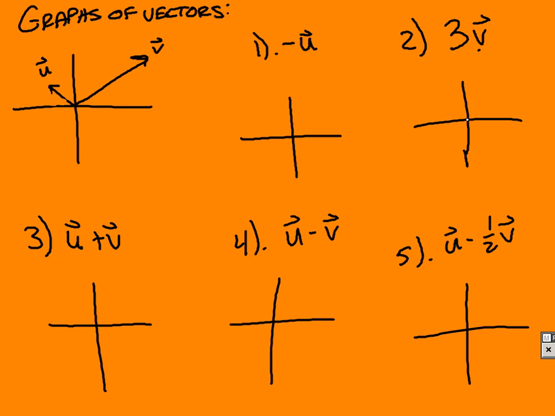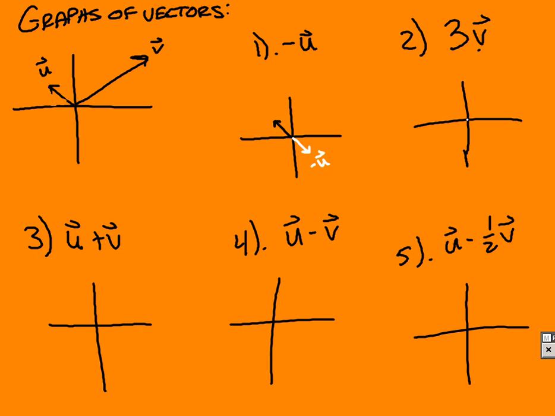Well, here's U and V up here. If I want to do the opposite of U, it's like I've gone somewhere and now I need to make my way back. So the magnitude should be the exact same, but the direction should be the complete opposite. So that's what U looks like, and there's what negative U would look like.